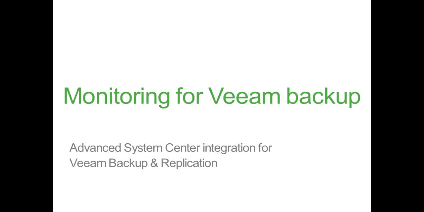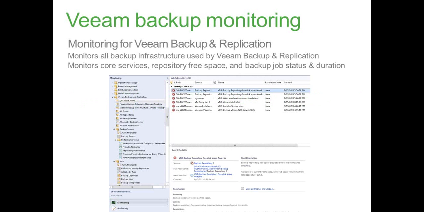So let's say, for example, you can see alerts from different components of this view, like backup repository, job, or backup WAN accelerator and things like that. So this is a quick view wherein you can monitor your Veeam Backup and Replication, which monitors all backup infrastructure used by Veeam Backup and Replication, monitors your core services, repository free space, backup job status, and duration.